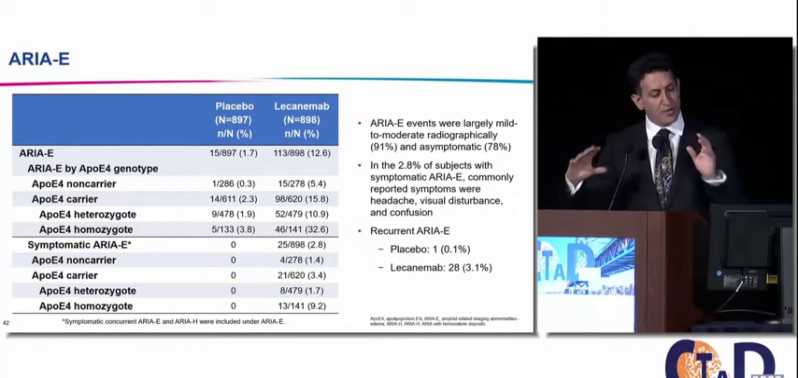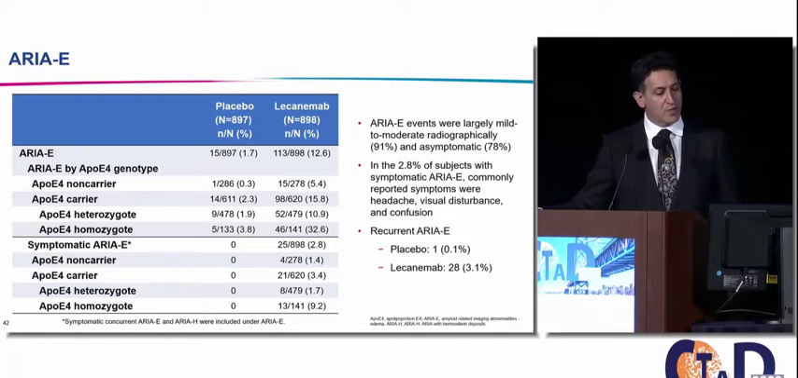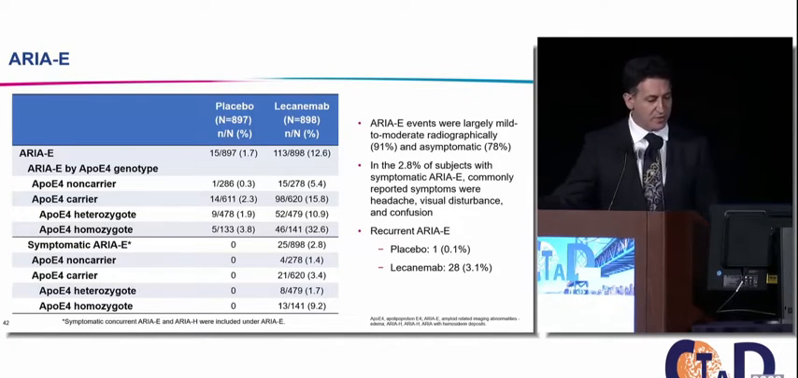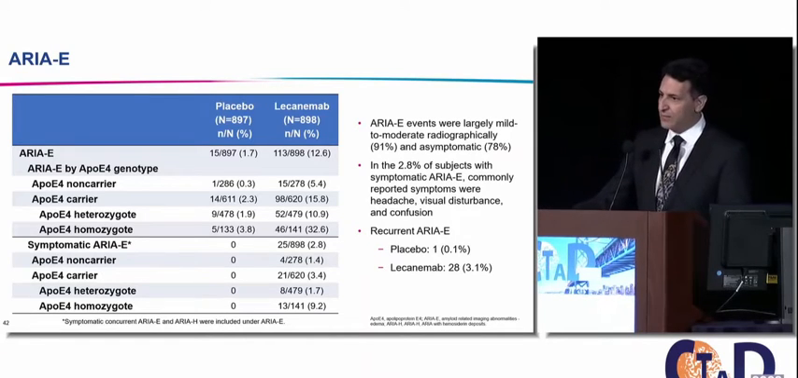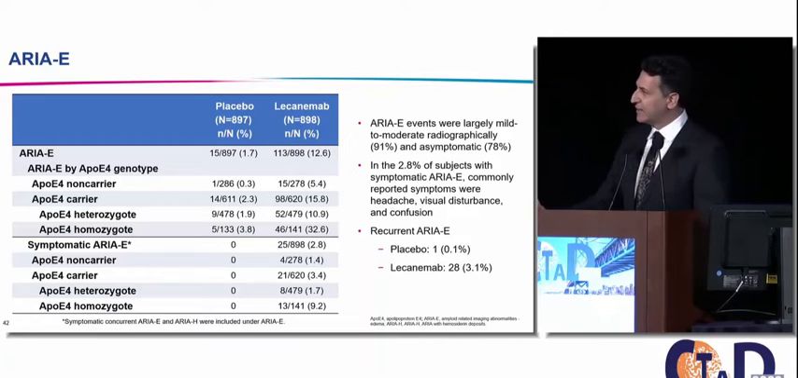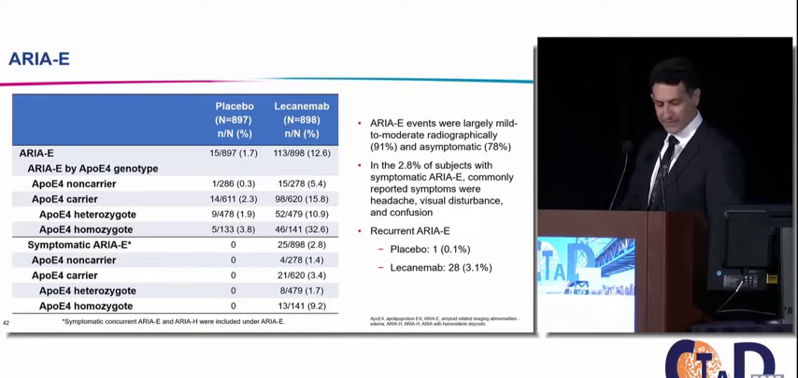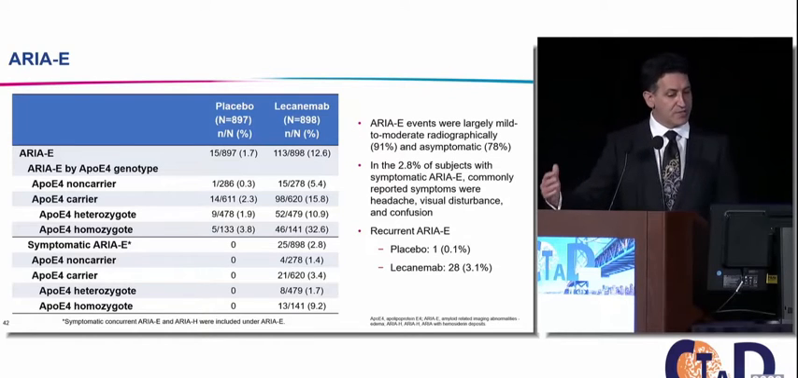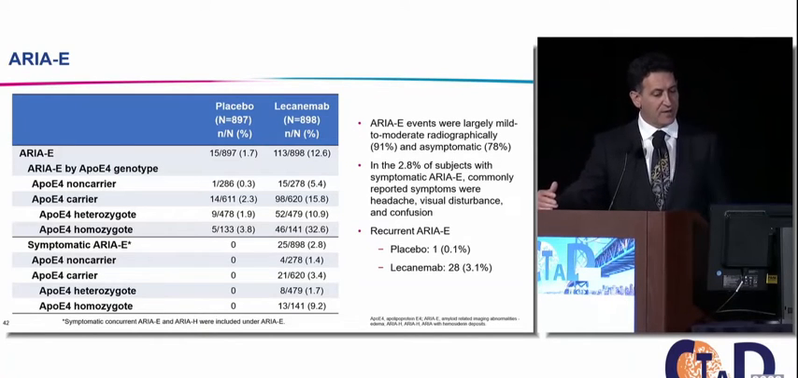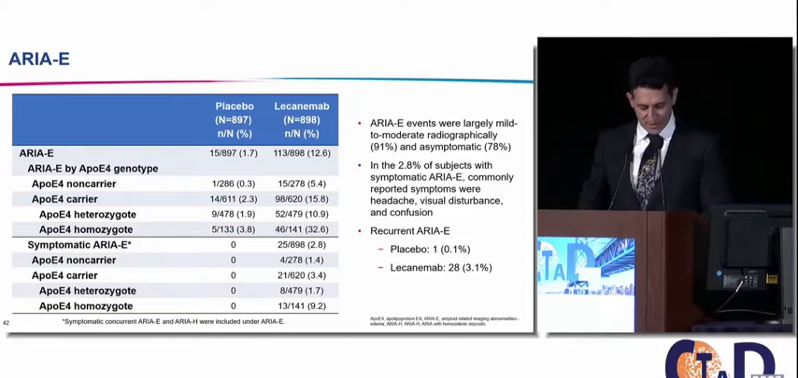When you look at it in totality, the ARIA-E rates were mild to moderate radiographically, which I'll show you in another slide, and were clinically asymptomatic 78% of the time. When they were symptomatic, less than 3% of the time, it was mild, which we'll talk about, and it would include headache, visual disturbance, and some confusion.